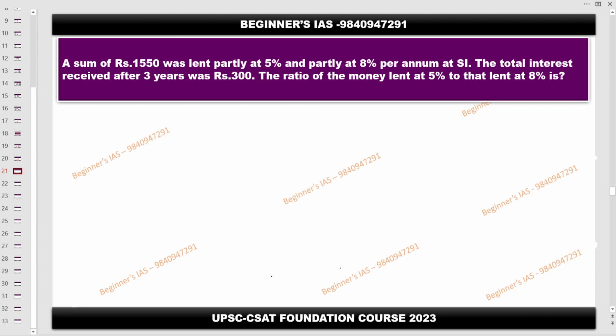The sum of rupees 1550 was lent partly at 5% and partly at 8% per annum at a simple interest. The total interest received after 3 years was rupees 300. The ratio of the money lent at 5% to that lent at 8% is. So here you need to calculate the ratio.